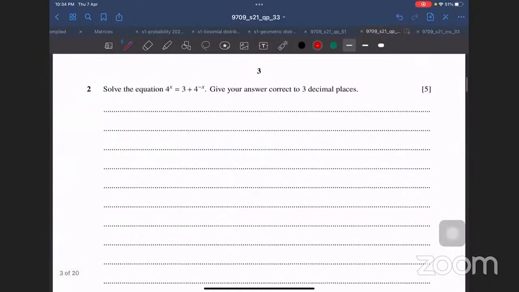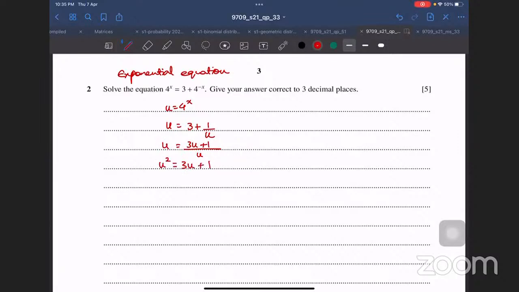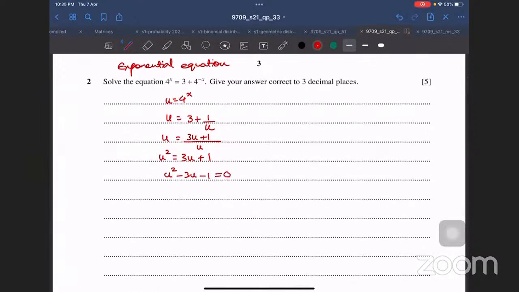Moving on to question number 2. This says solve the equation, giving your answer correct to 3 decimal places. This is an exponential equation, and these questions are solved by taking a substitution. So u equals 4 power x. So I get u equals 3 plus 1 over u. Solving this gives me u squared equals 3u plus 1, u squared minus 3u minus 1 equals 0.